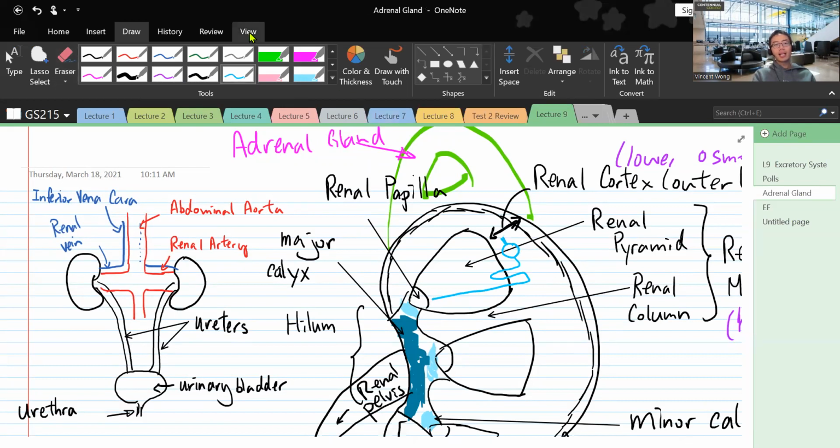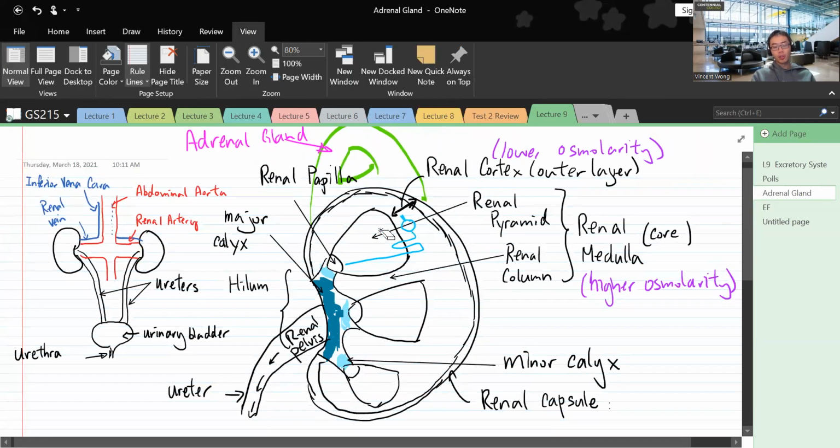So this is not to scale. The nephrons are much smaller compared to the kidney. But this whole thing is a nephron. I'm going to draw it again here. Nephron. They are the functional unit of the kidney.